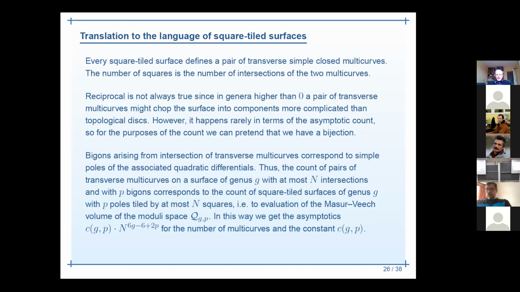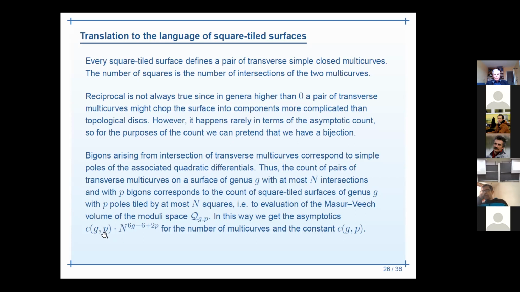so now the details on the proof and on identification. First, in genus 0, every square-tiled surface defines a pair of transverse simple closed multicurves. So we get this bijection between pairs of simple closed multicurves and square-tiled surfaces. Bigons arising from intersection of transverse multicurves correspond to simple poles. So when I fix the number of bigons, I fix the number of corners with angle pi for my square-tiled surfaces. And counting all pairs of simple closed multicurves with at most N intersections is the same as counting the number of square-tiled surfaces of genus g with p poles.